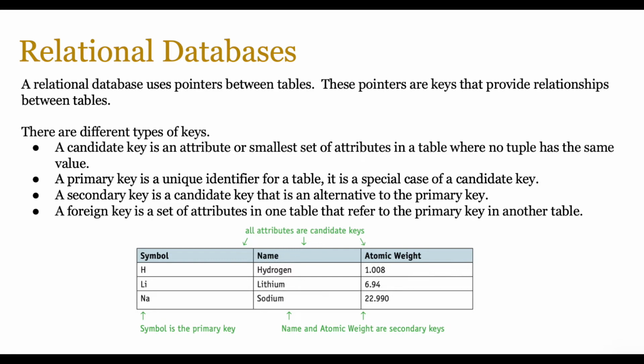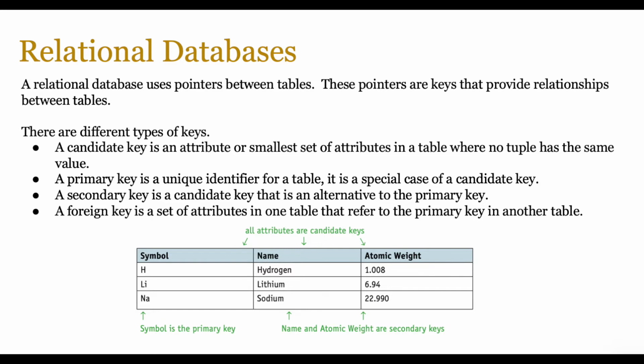In relational databases where you have multiple tables which need to be linked together, there are different types of keys. First you will have a candidate key, which is basically an attribute or field where no tuple has the same value. So you might have multiple fields which are unique, so they become candidate keys, a candidate to be elected as the primary key. Then of course you've got the primary key, which is the unique identifier selected. Then you've got a secondary key, which is a candidate key that is an alternative to the primary key, because sometimes you might need to use it.